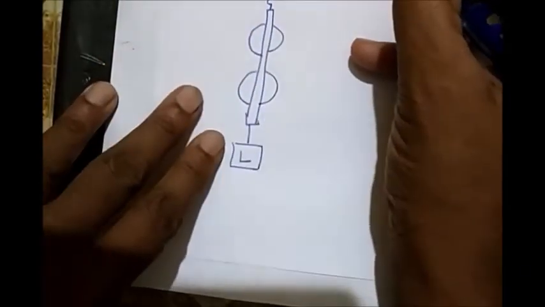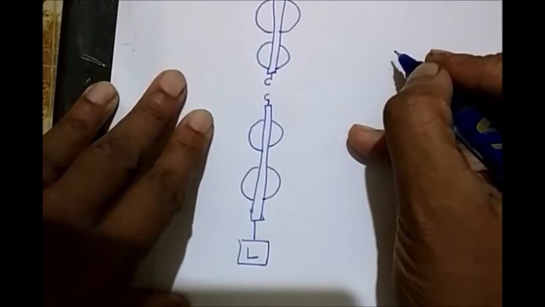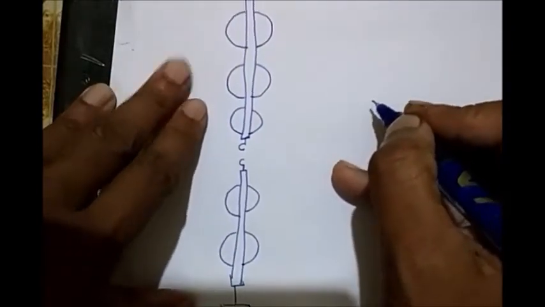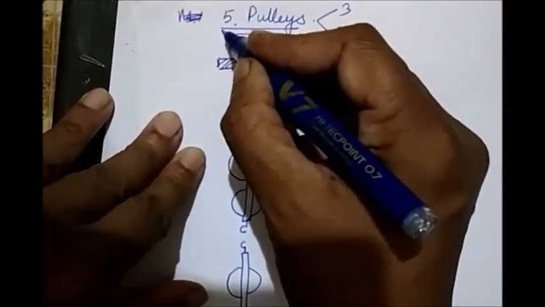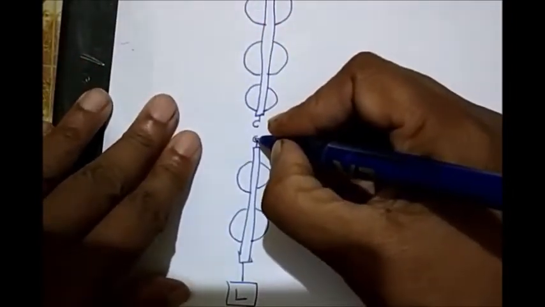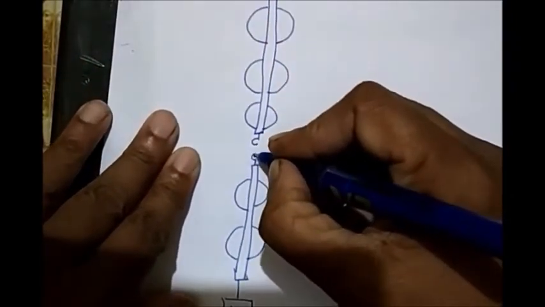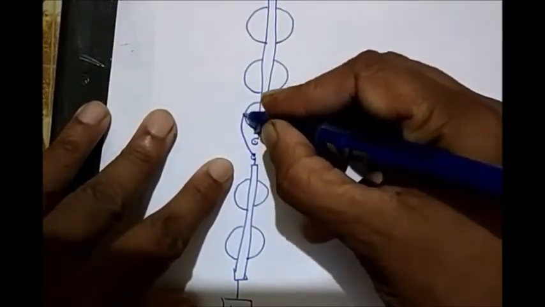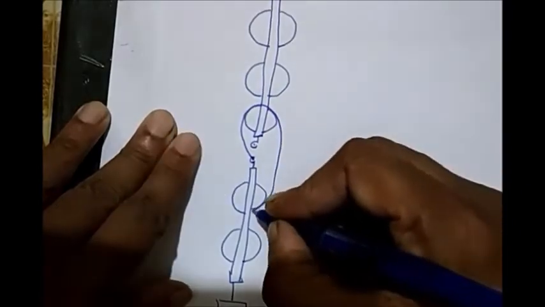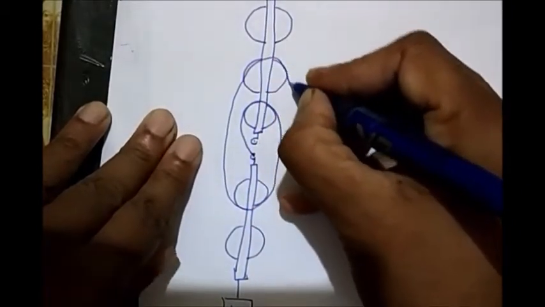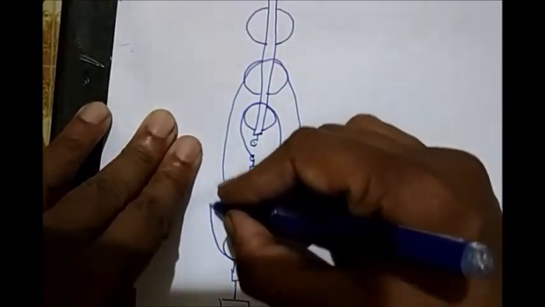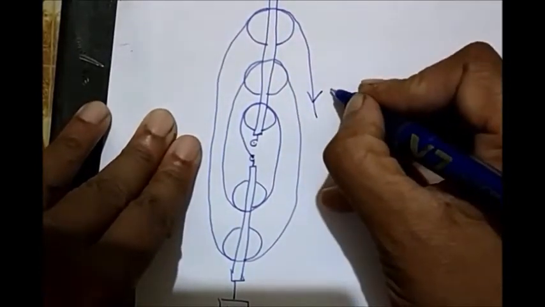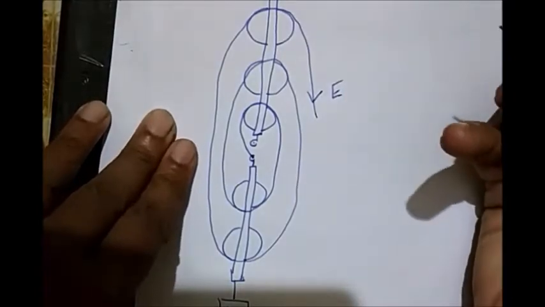Now next is how to put the string. I use a technique like this. If there are an odd number of pulleys, you start the winding from below. These 2 hooks should not remain attached, remember that. So you start your winding from here, go through this one, then this, then this, then this, then this, and then it comes down as effort.